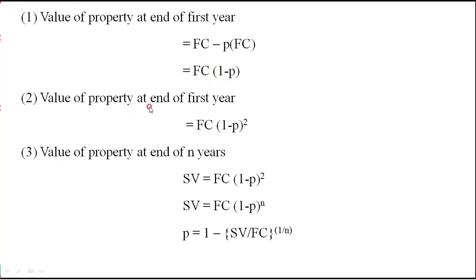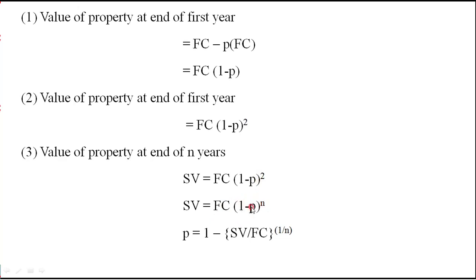The value of property at the end of the second year is FC into 1 minus P whole square. The value of property at the end of nth year, SV, is equal to FC into 1 minus P raised to n. Now this is for n years, and this 2 is for the second year. Similarly, you can take it for any number of years.